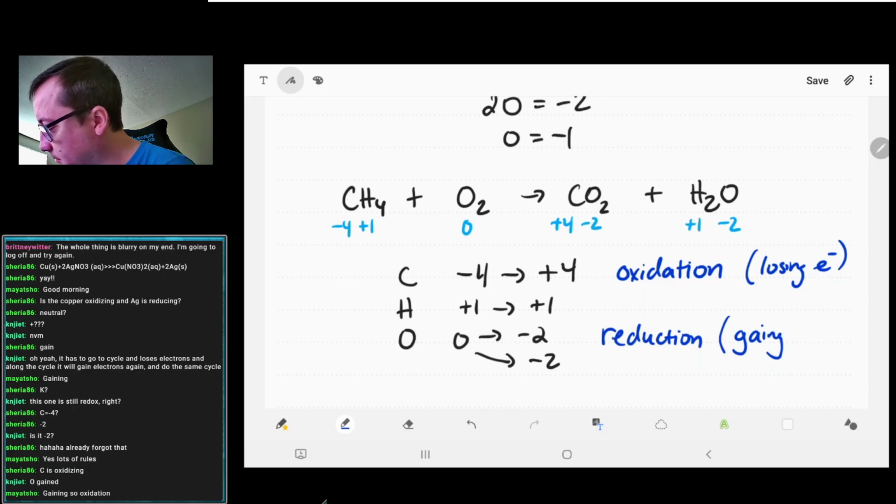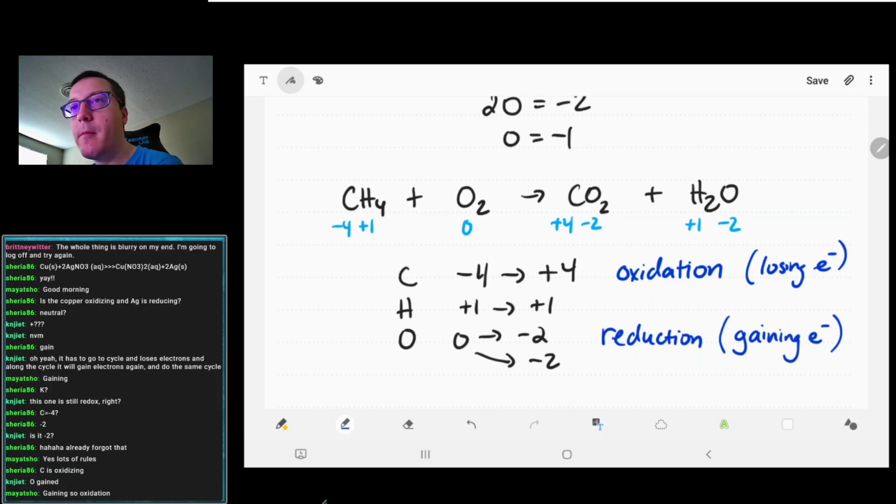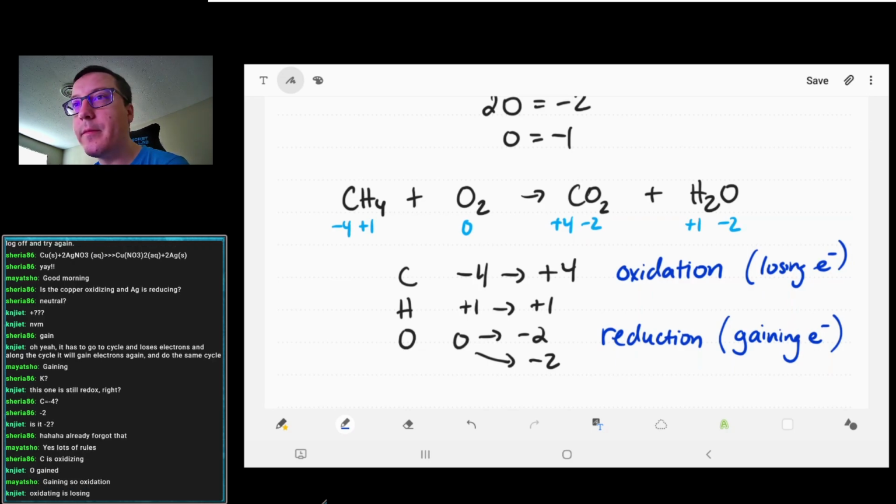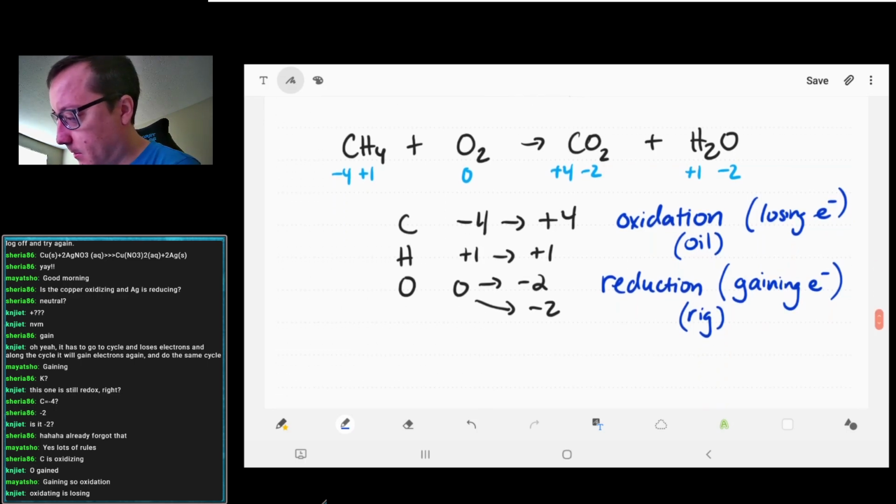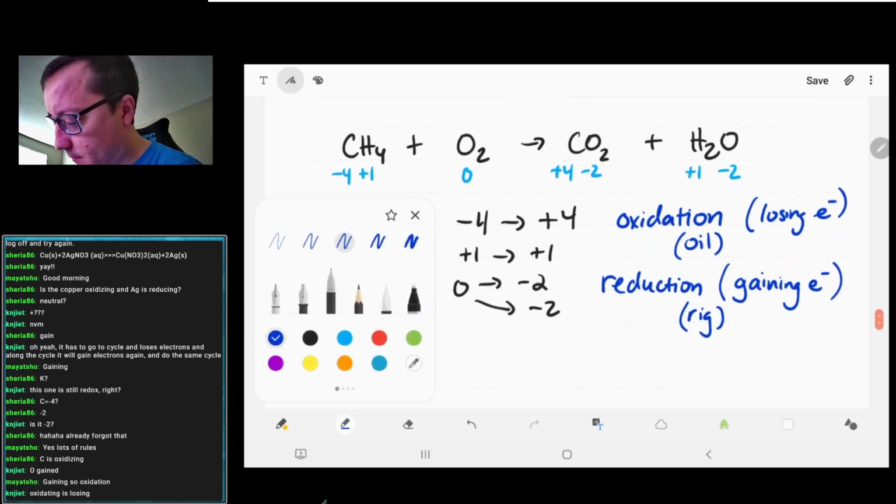Gaining. There we go. Gaining is reduction. Yep. So remember, we have our oil here, and we have our rig here. Reduction is gaining. Hooray! Look at all that work we did just for this one problem.